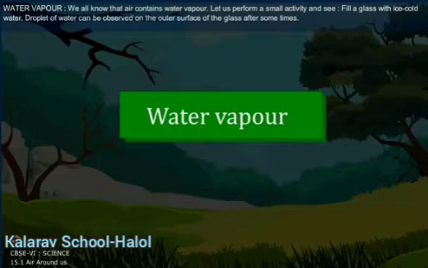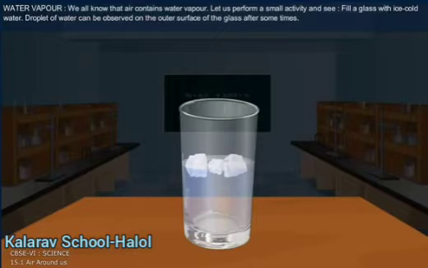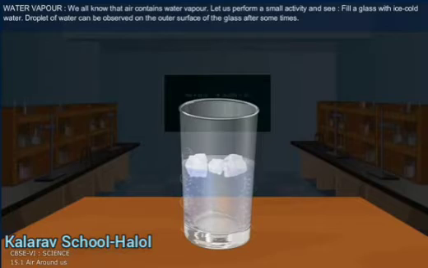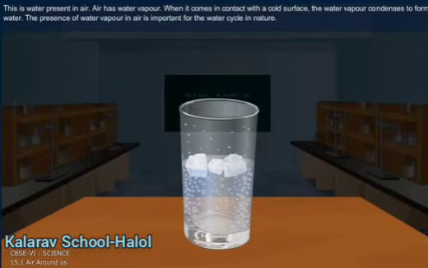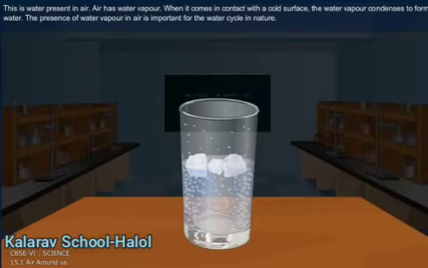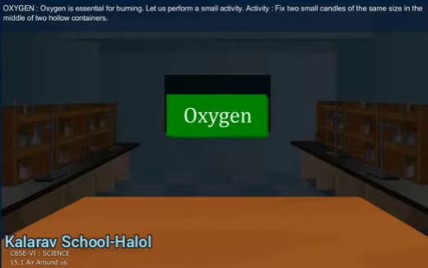Water vapor. We all know that air contains water vapor. Let us perform a small activity and see. Fill a glass with ice-cold water. Droplets of water can be observed on the outer surface of the glass after some time. This is water present in air. Air has water vapor. When it comes in contact with a cold surface, the water vapor condenses to form water. The presence of water vapor in air is important for the water cycle in nature.